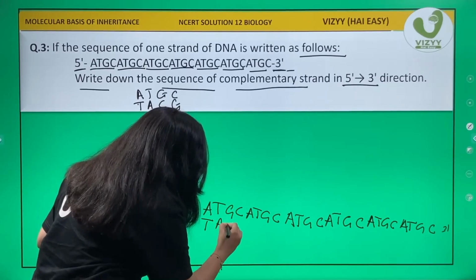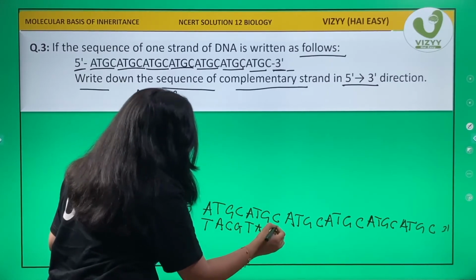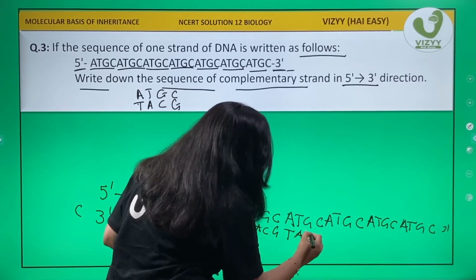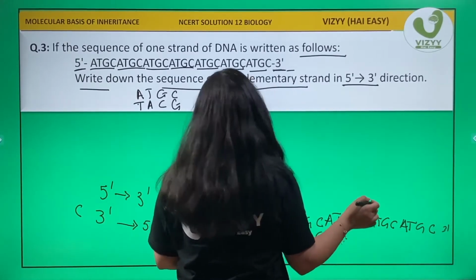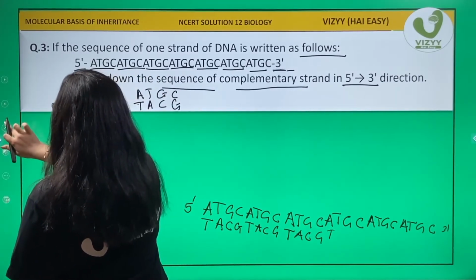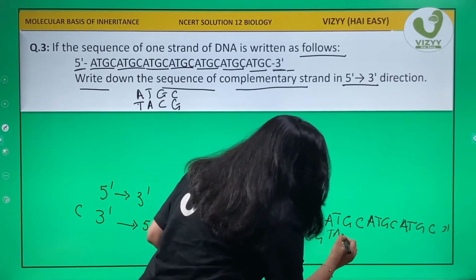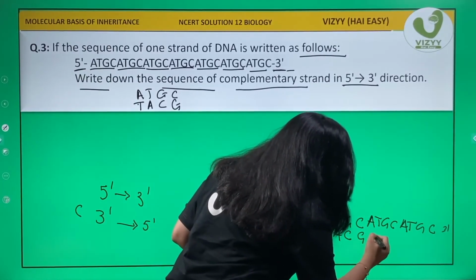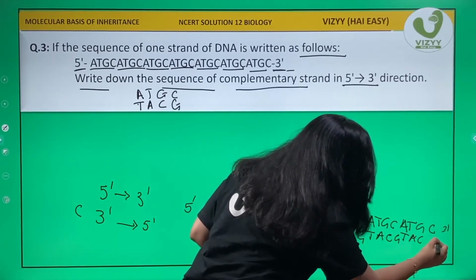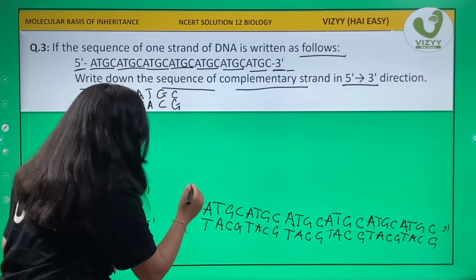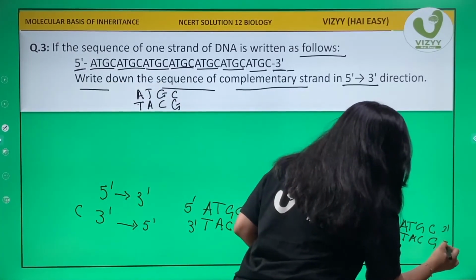T, A, C, G. T, A, C, G. T, A, C, G. T, A, C, G. T, A, C and G. So we got our complementary strand from 3 prime to 5 prime direction.